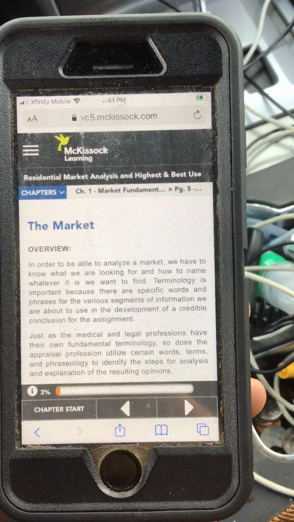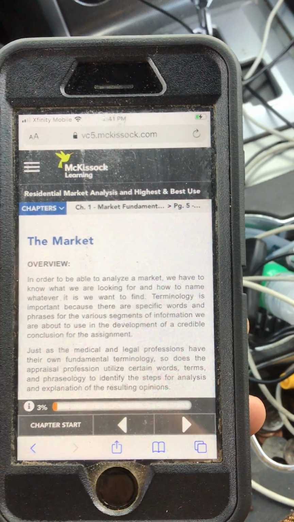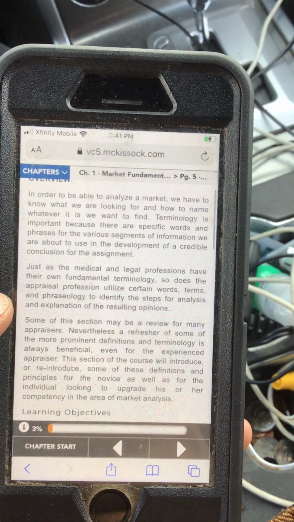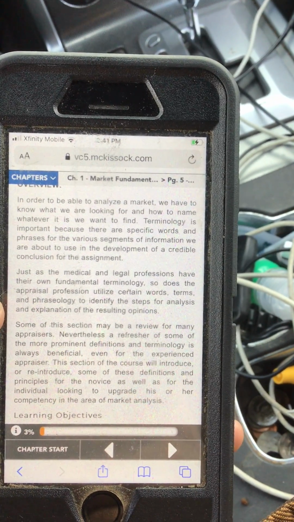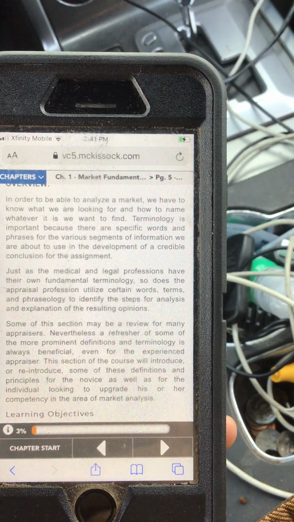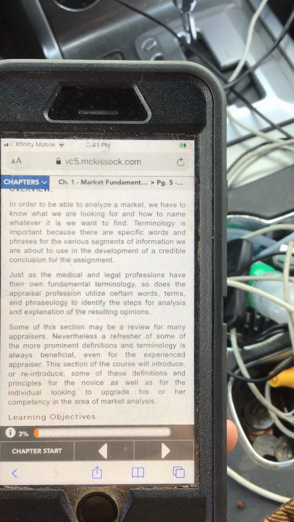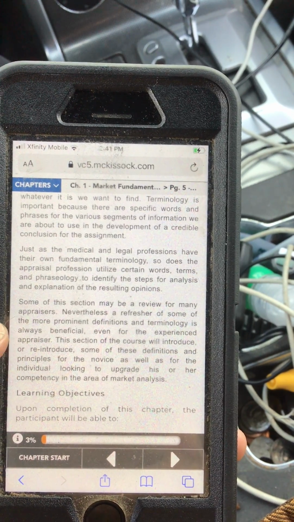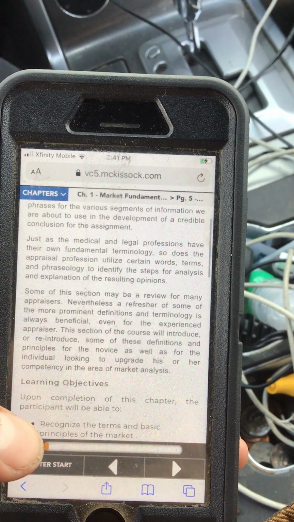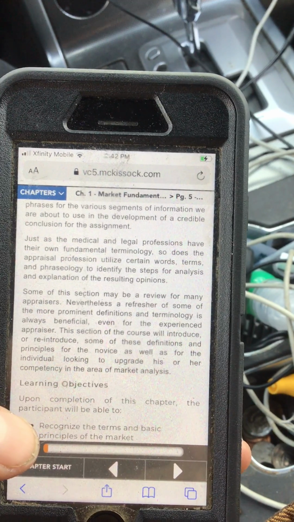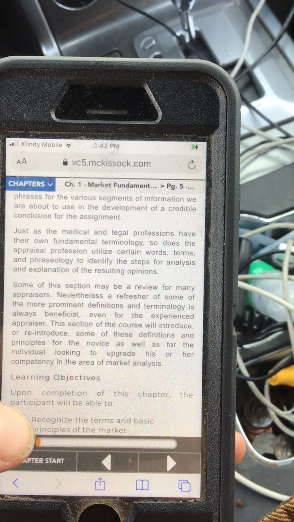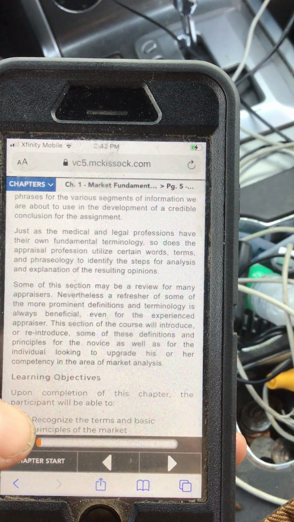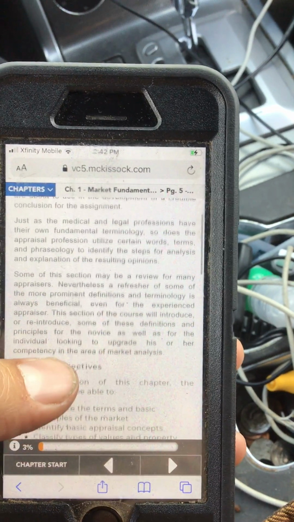Page 5, the market overview. In order to be able to analyze a market, we have to know what we are looking for and how to name whatever it is we want to find. Terminology is important because there are specific words and phrases for the various segments of information we are about to use in the development of a credible conclusion for the assignment.